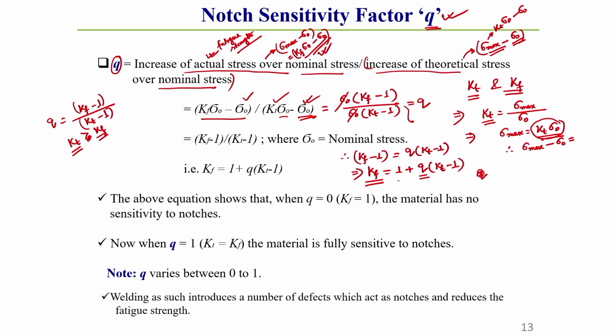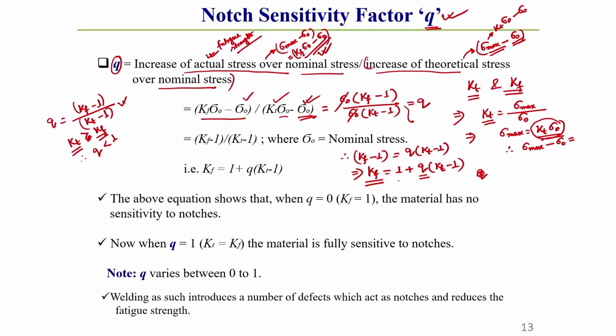So, as Kt is greater than Kf, from this equation itself you can see that the Q value is always less than 1. If Kt is equal to Kf, at that time the Q value will be 1.